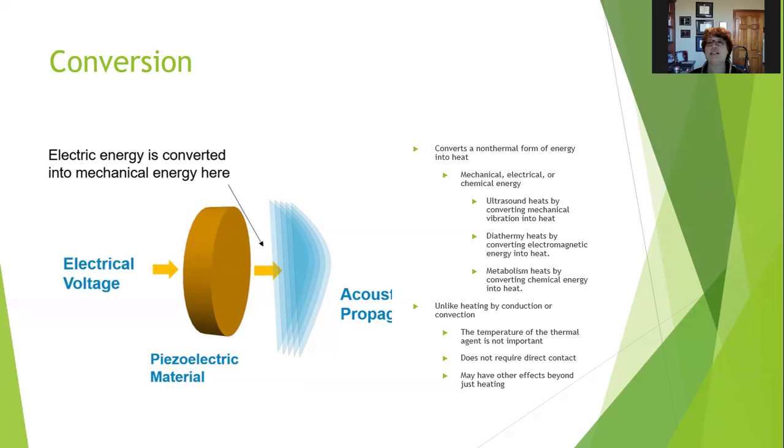Diathermy heats by converting electromagnetic energy into heat. Our metabolism in our body heats by converting chemical energy into heat. So when our cells metabolize proteins, carbohydrates, and fats, they break down those chemical bonds. So basically, they burn hydrocarbons in oxygen and create water and carbon dioxide and heat. So it's an exothermic reaction, and that's conversion.